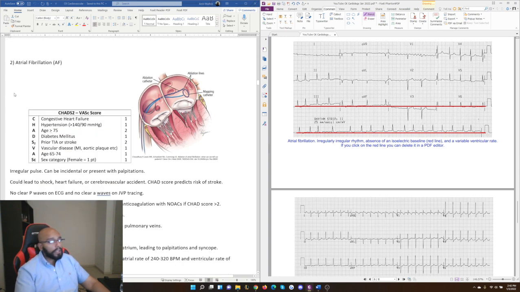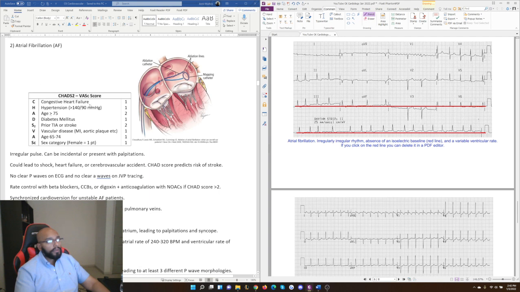And all you have to do is treat the thing that's causing the sinus tachycardia. The more significant thing is your atrial fibrillation. All right. So with atrial fibrillation, you have a CHA2DS2-VASc score you could look at, and this is your ablation that you're supposed to do to kind of fix it. So let's take a look at what's happening. You can have a patient with irregular pulse, can be incidental or present with palpitations, could lead to shock, heart failure, or even cerebrovascular accident. CHADS score predicts the risk of stroke. Right. So this is used to see, is your patient likely to somehow end up getting a stroke?